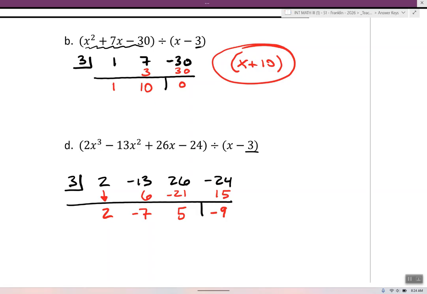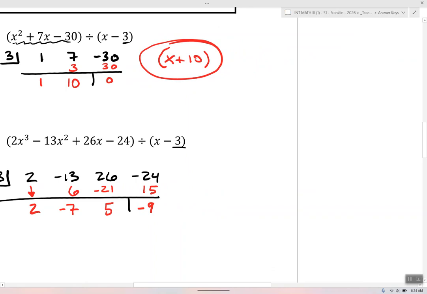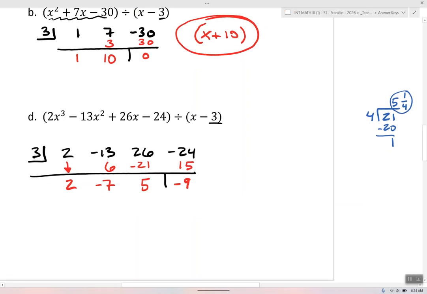But before I do, it might be helpful to remember what remainders look like in normal division. So let's say I have a problem like 21 divided by 4, right? 4 goes into 21 5 times. 5 times 4 is 20. We have a remainder of 1. And that remainder gets put over the divisor. So this is 5 1/4. We're going to do the same thing with this remainder and put it over the divisor as a fraction. So here's what that looks like.